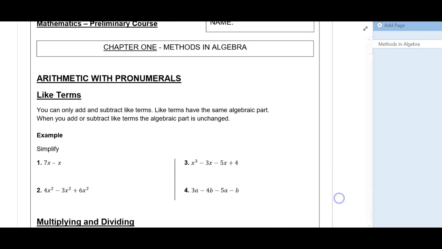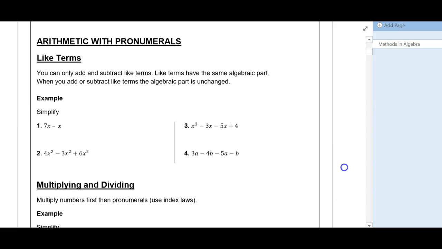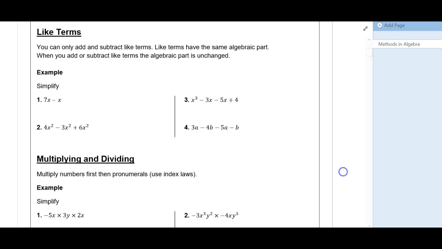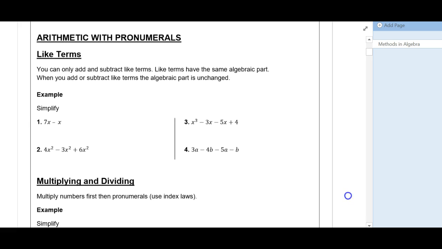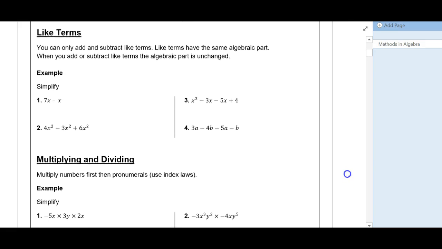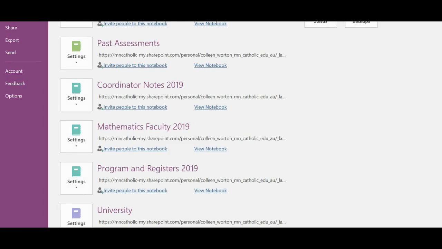All right, we're going to start this topic, Chapter 1, Methods in Algebra, and I would assume that a lot of this is assumed knowledge. I'm going to go through it anyway, just as a refresher. It starts with adding pronumerals, and we know we have to look at like terms, and we know that like terms are anything with the same algebraic part. This is something you learn in about year 7, so you are familiar with it, so I'm going to go straight to the examples.